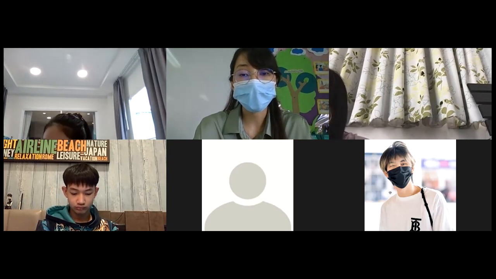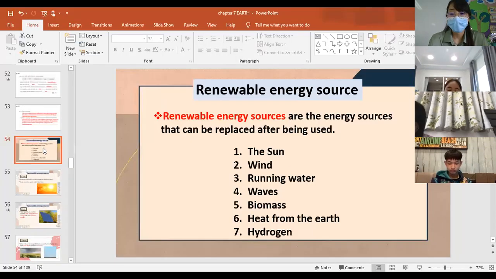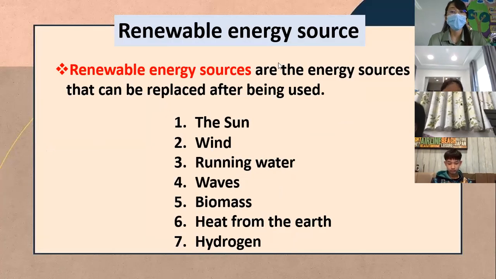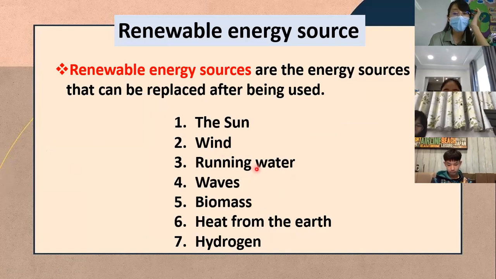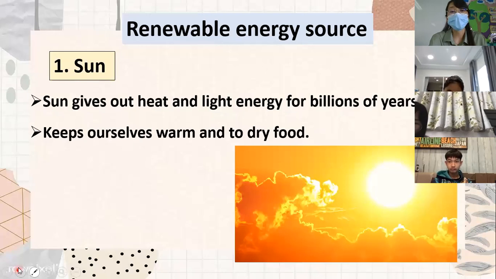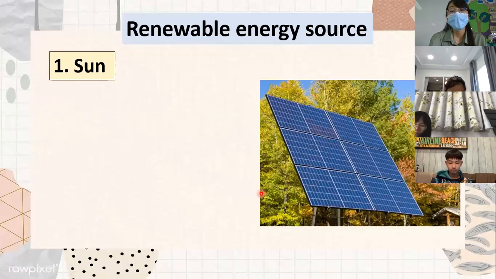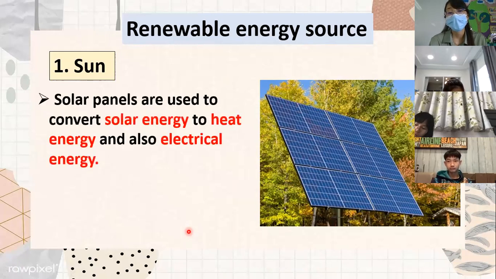Let me share the screen. All right, so in the last class, we learned about renewable energy sources, which are from the sun, wind, running water, waves, biomass, heat from the earth, and hydrogen, the seven different types. The renewable energy sources are the energy sources that can be replaced or replenished after being used. Let's first look at the sun. From the sun, we use solar panels. These solar panels are used to convert sunlight into electrical energy.